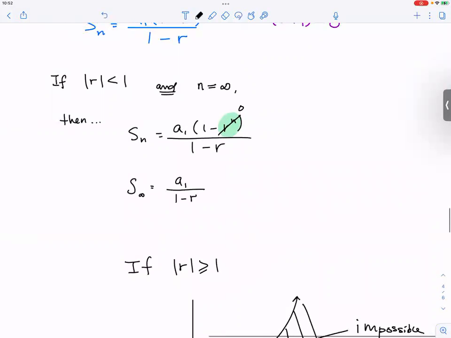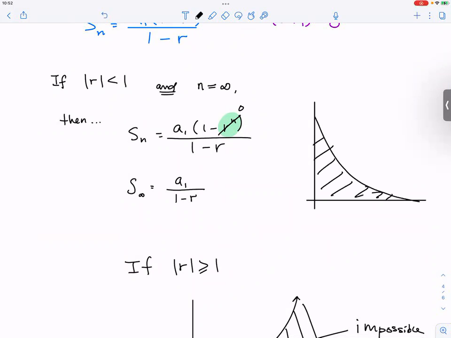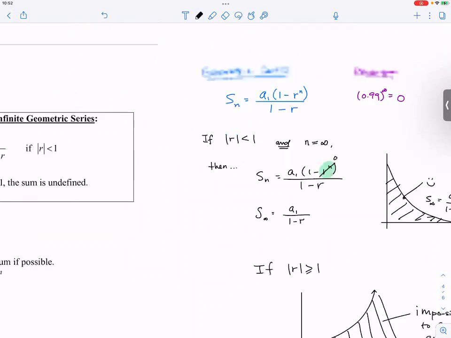But if r is less than 1, then we say, oh, that's nice. Can you find the area here? Yes. And how? S is equal to a1 over 1 minus r. Done. So that's the explanation of the equation in the box right here.